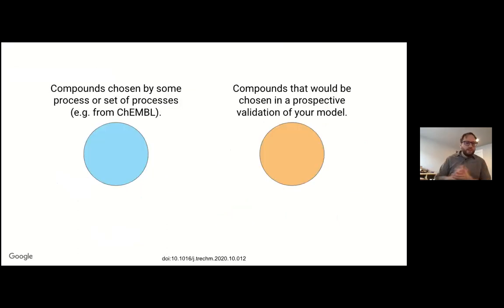Here's another very abstract way of thinking about this that I think is helpful. Let's imagine there's two sets of compounds. One of those sets is chosen by some process or maybe a set of processes. Maybe it's the set of compounds that you find in ChEMBL for the target that you're modeling. And the other set of compounds are the set of compounds that would have been chosen from that same chemical space in a prospective validation of your model. And these don't necessarily intersect that much.